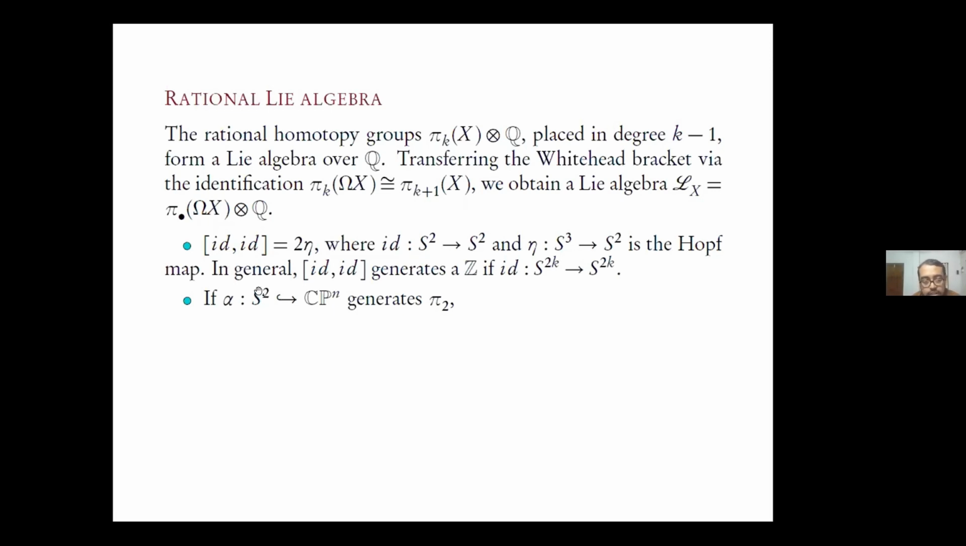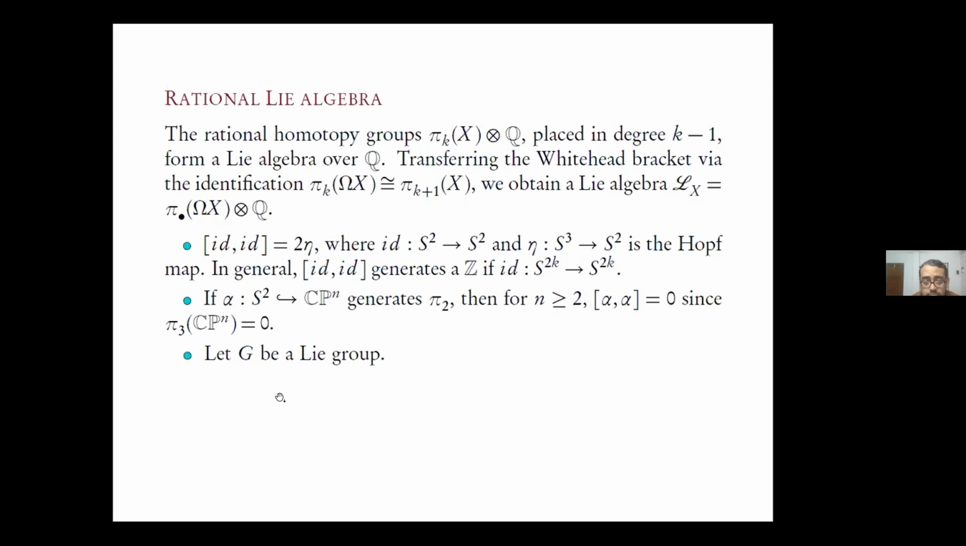On the other hand, if you take a generator of pi2 of CPN, remember pi2 of CPN is generated by a line inside CPN, or a copy of CP1. So if you take S2 to be a copy of CP1 inside CPN, call that map alpha, then you can check that the bracket of alpha with alpha is 0. Why is that? Because by definition this will be an element of pi3, and my n is at least 2. And for such CPNs, one knows that pi3 of CPN is 0. So one way of seeing that is to use the long exact sequence of the circle fibration, where CPN is the base, S2n plus 1 is the total space, and S1 acts on S2n plus 1, right?